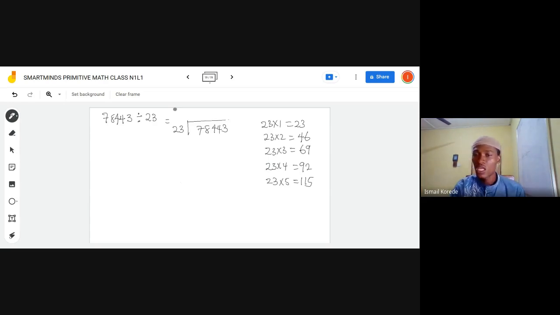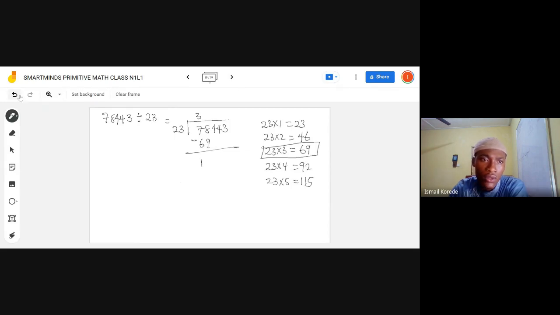It's also something I'm accumulating in my brain. Okay, so 23 is 78. So we can only say that we can only be here. So that can only be 3. So 3 times 23 is going to give us 69. Now let's subtract. 7 minus 6 is 1.